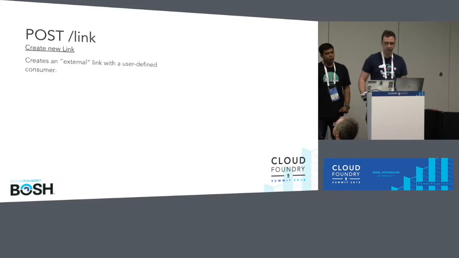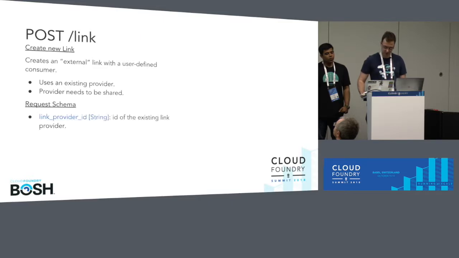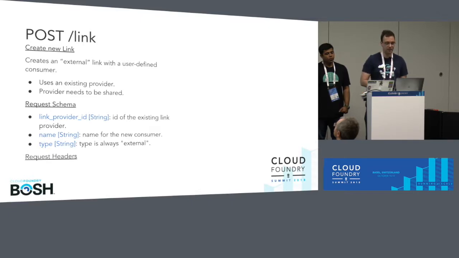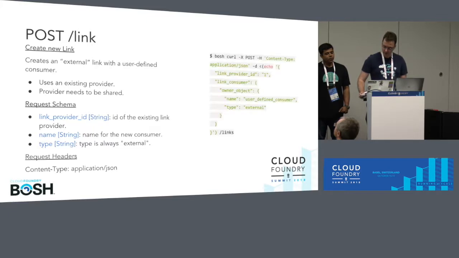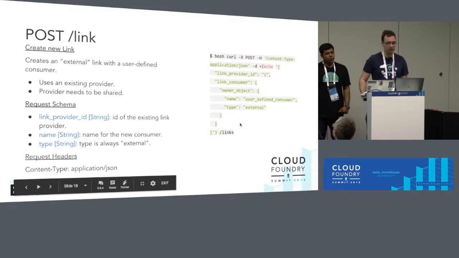Jumping into the POST, assuming we all have the right credentials and we provide the right parameters, which are the link provider ID and the name of the new consumer. This is an arbitrary name. Type should always be passed in as external. If we post this, a new link would be created, and you receive the ID of the new link that was created.